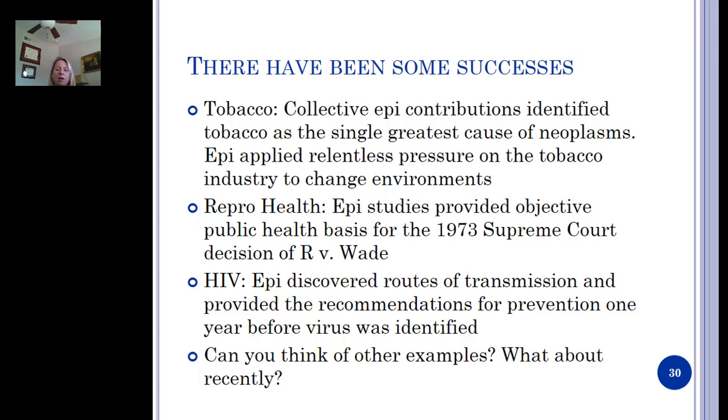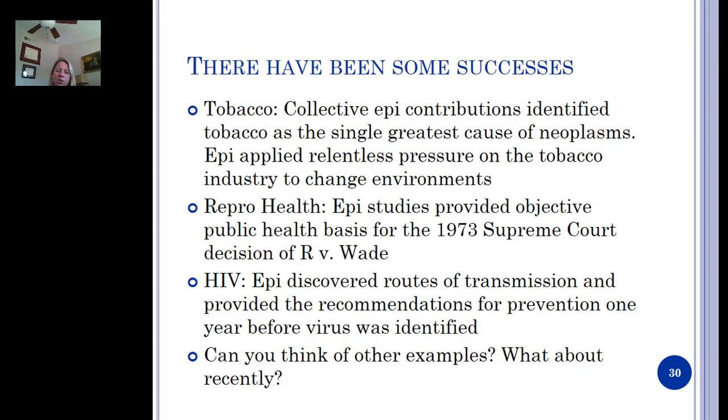Now, given all of that, there are many successes historically in epidemiology, and I'm going to discuss the three key ones right now. So the first one that should come to mind is the success by the epidemiologic community when it comes to tobacco. It was epidemiologists who were the leaders on this. When we talk about the Hill criteria, that was led by an epidemiologist. Collectively, epidemiology studies contributed the most to the evidence behind the finding that tobacco is the single greatest cause of neoplasms. It was also true that epidemiologists at the time were the ones applying relentless pressure on the tobacco industry to change the environments. And they were also actively engaged with government officials at the time. Some of them were government officials to essentially go and pursue the tobacco industry.